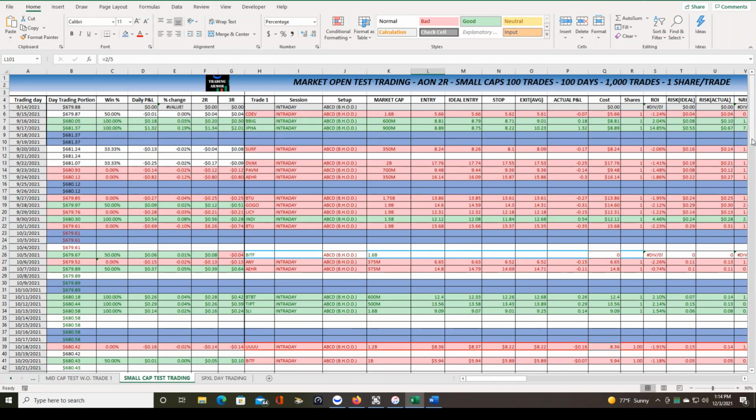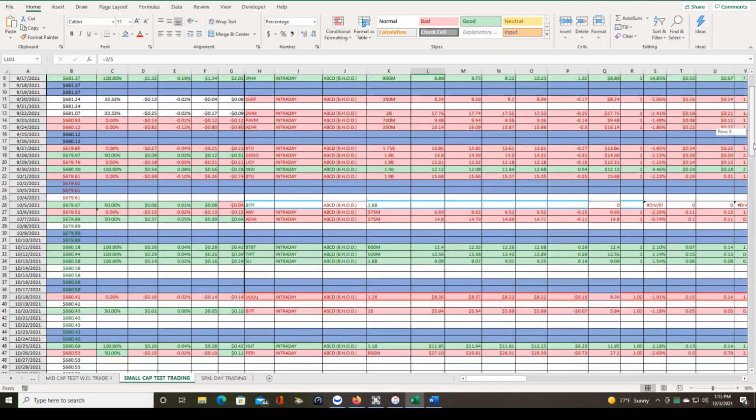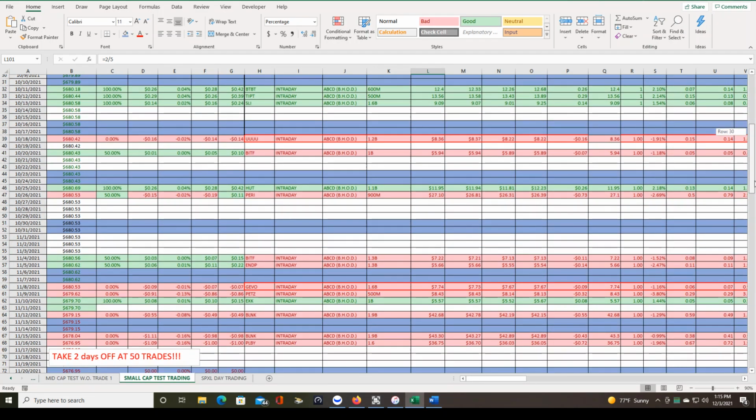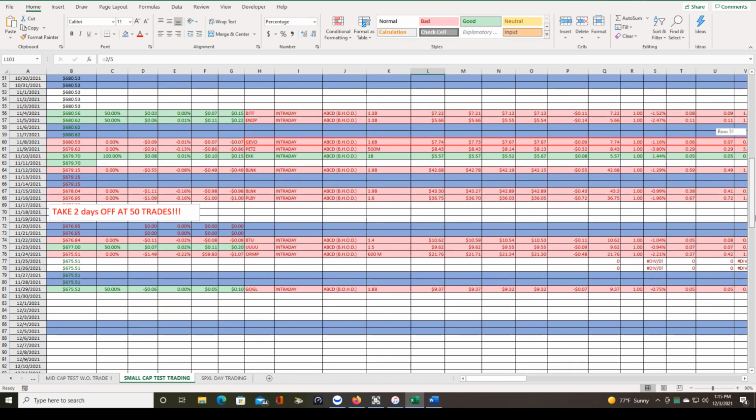So that's kind of the whole point of the law of large numbers, and also this test: trading and testing it out to 100 trades. So that's what we're doing. We're at 58 trades so far. And as we scroll down, you can see lots of red here on that first trade, and I'm going to talk about that.